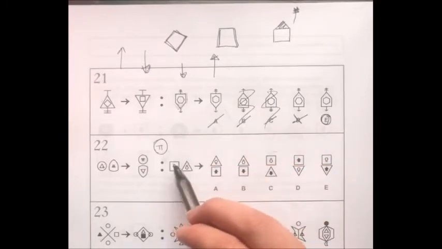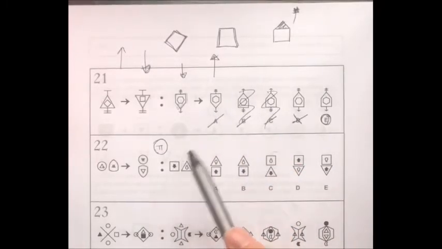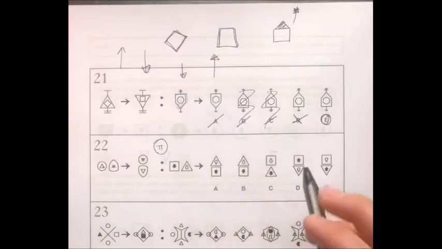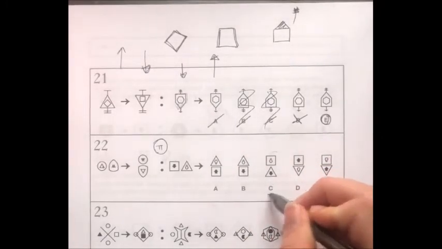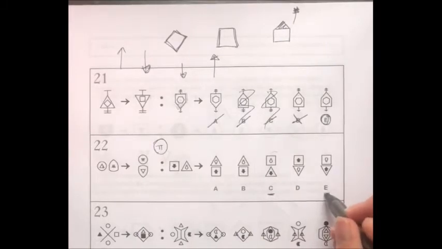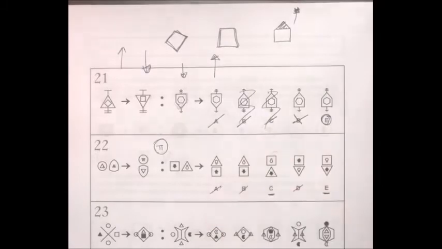Therefore, this one, which first belongs to the square, we expect it now to belong to the triangle. So we'd expect this arrow to be in the triangle, okay? Which happens in C and it happens in E. So we can get rid of D, B and A.